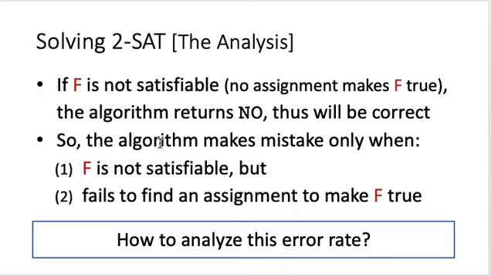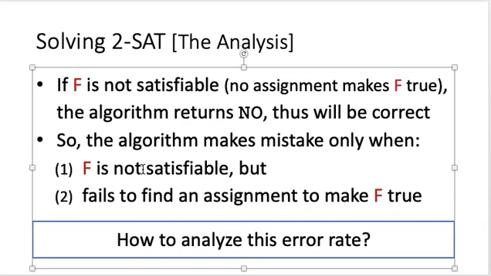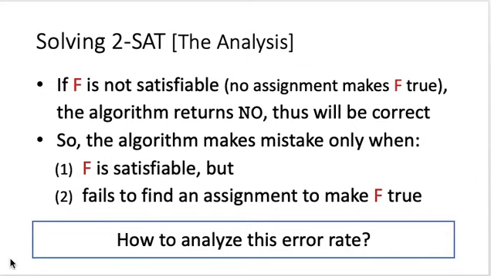On the other hand, our algorithm may make a mistake, and it makes a mistake only when, okay, there is a typo. It makes a mistake when f is really satisfiable, so we can actually satisfy f. But then our algorithm fails to find an assignment to make f true. So we will wrongly decide f is not satisfiable. So we want to analyze what is the chance of this error rate.